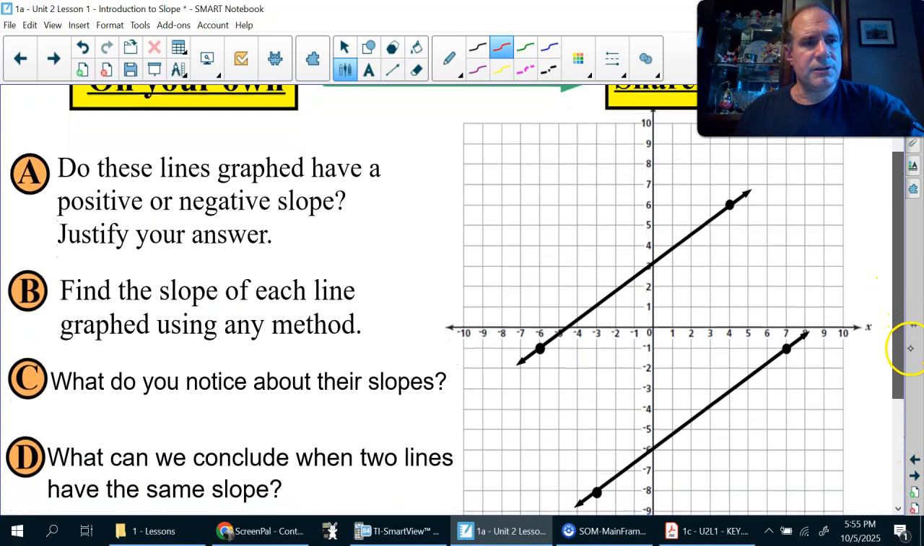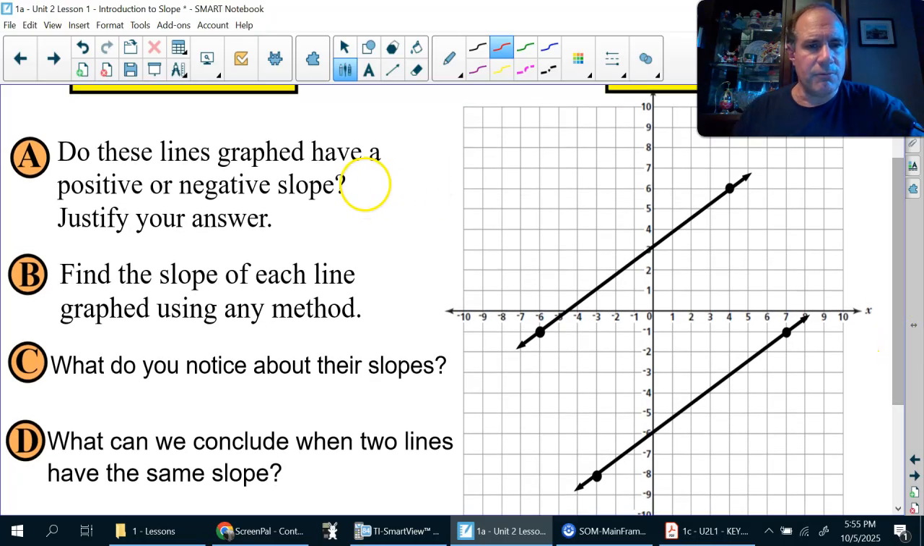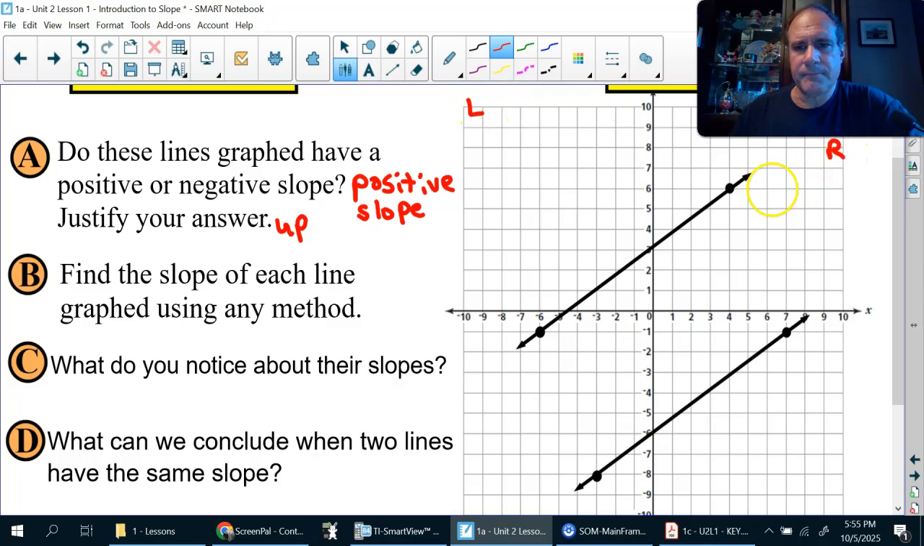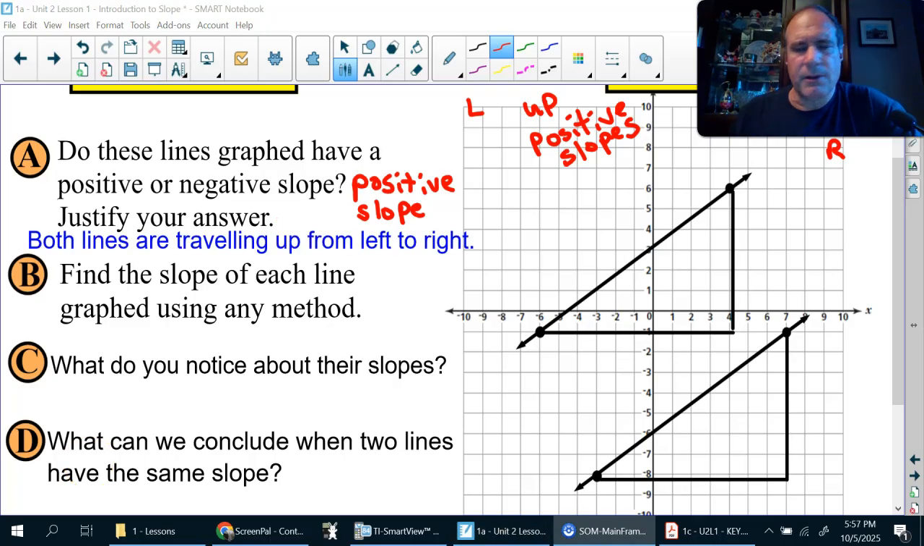All right. So do these lines have a positive or a negative slope? We're just going to put positive slope. Both lines go up from left to right. And it goes up. Positive slopes. All right, we're going to find the slope. Both lines are traveling up from left to right. We know that they're both positive, so we're going to find the slope of each.